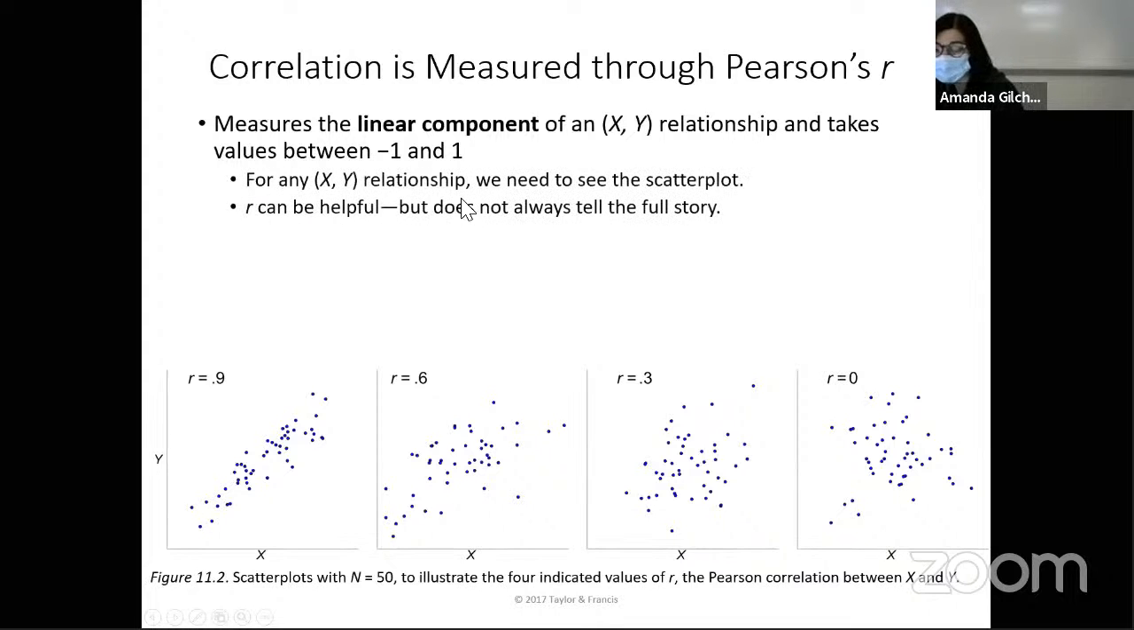So for any relationship, we need to see the scatter plot. R can be really helpful, but it doesn't always tell us the full story. So you should try your best to get used to eyeballing correlations.